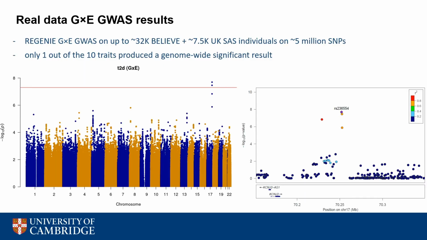I also performed G-by-E GWAS using REGENIE, using around 32,000 individuals from Bangladesh and up to 7,500 South Asian ancestry individuals from the UK Biobank. Out of the 10 evaluated phenotypes, we found a single genome-wide significant locus in the case of type 2 diabetes. Looking at the Manhattan and LocusZoom plots below, even this association does not look as convincing.